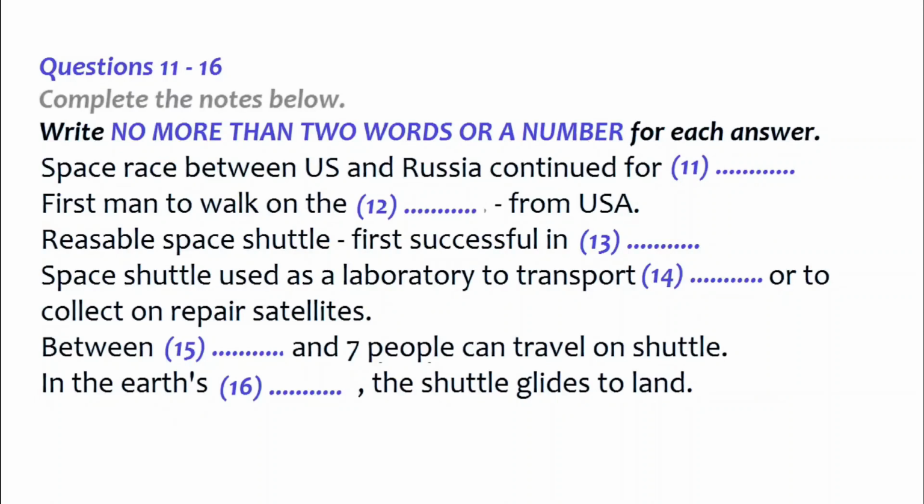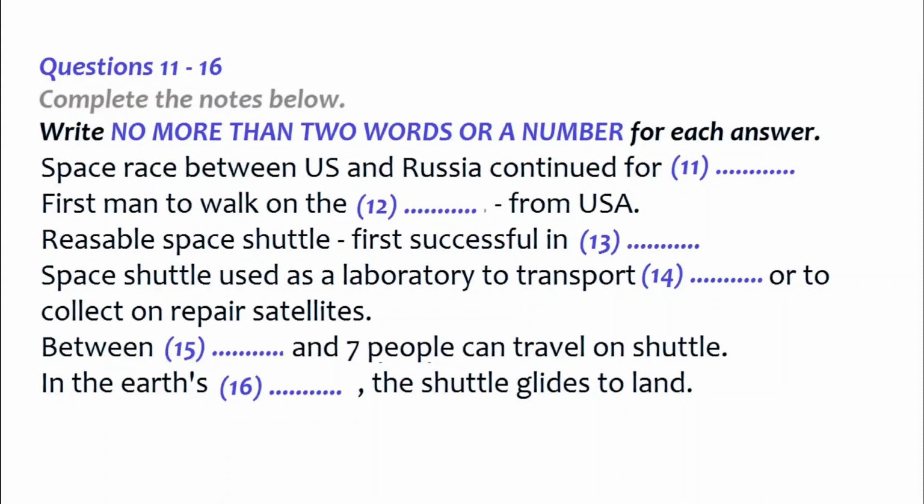For me, the most exciting invention, and the invention that really showed we were ahead in the space race, was the reusable space shuttle. It was first successful in 1981 and has since been used on many missions. The reusable shuttle can carry astronauts on space missions and can serve as a laboratory in which to conduct experiments. It can be used to transport equipment to space stations or to collect or repair satellites.